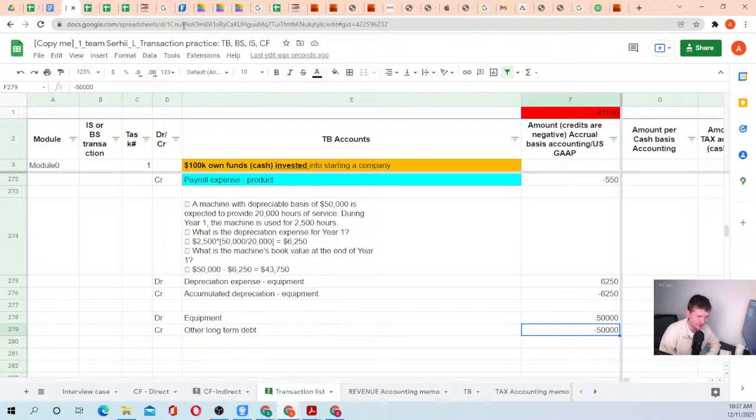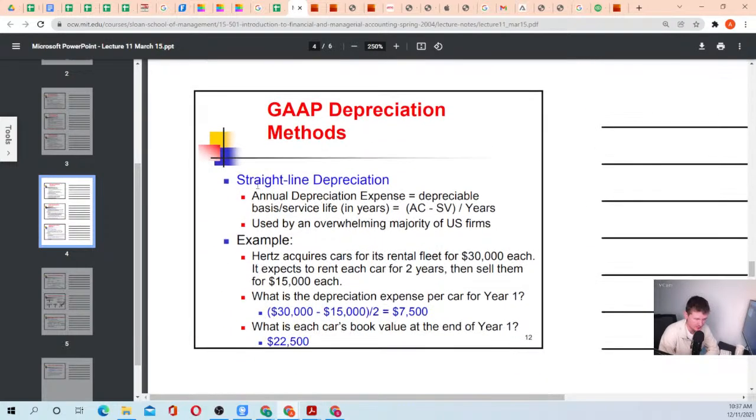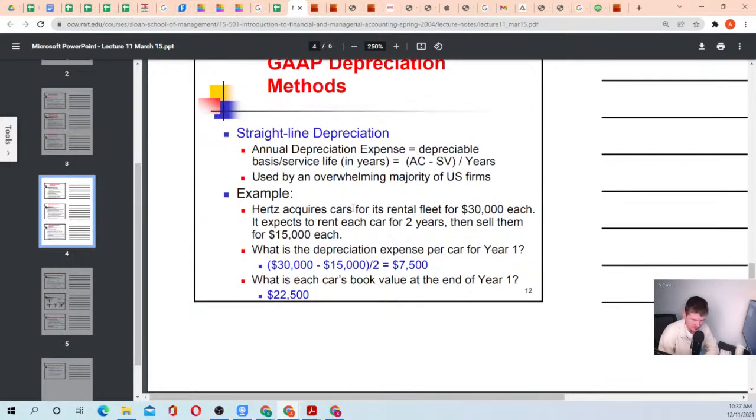Okay, 50K. So that's when we depreciate based on production method, and we also have straight line. An example: Hertz acquires a car for its rental fleet for 30,000 each. It expects to rent each car for 2 years, then sells them for $15,000 each. What is the depreciation expense? What is the car's book value?